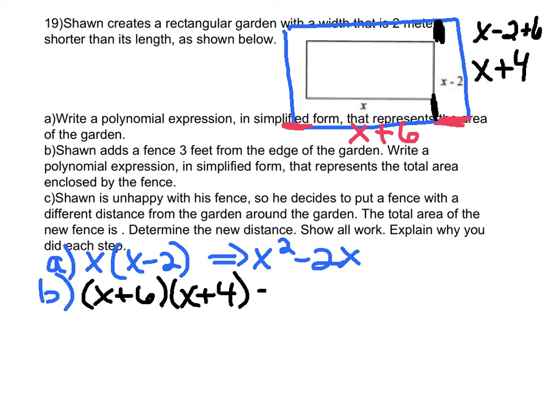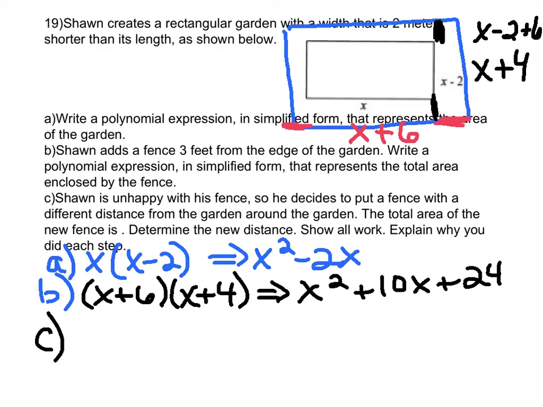So now what you need to make sure you do is use your FOIL or your box method or your double distributive, however you actually solve for these polynomials, or to write the polynomial expression. And once you do that, you should have x squared plus 10x plus 24. Now, if you have a question on how I got that, just come up and ask me and I'll review those different methods with you, the FOIL, the box method, all of those.